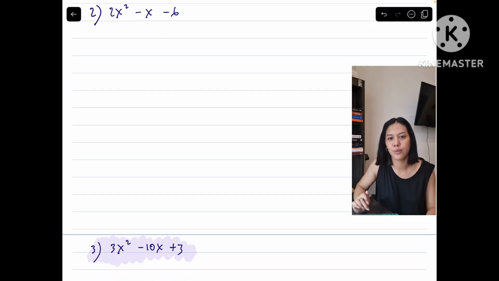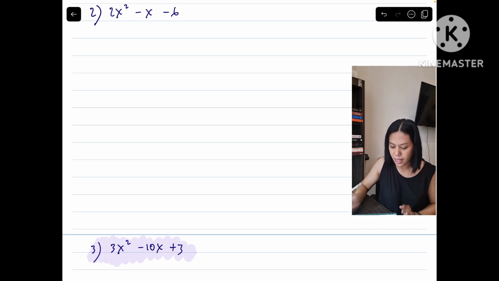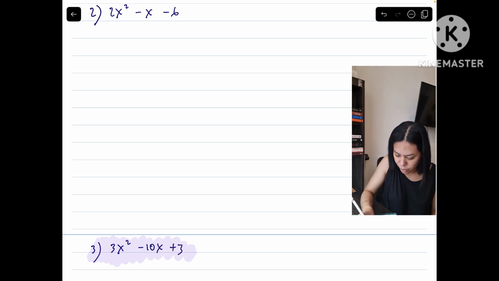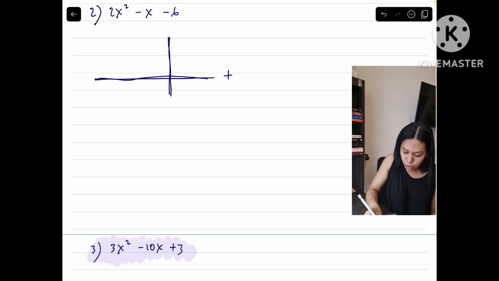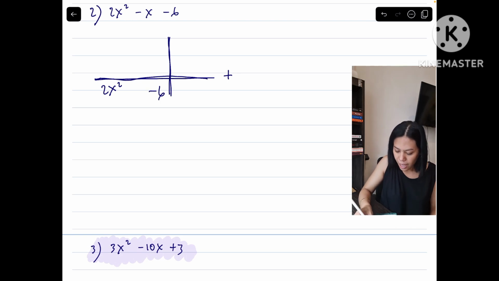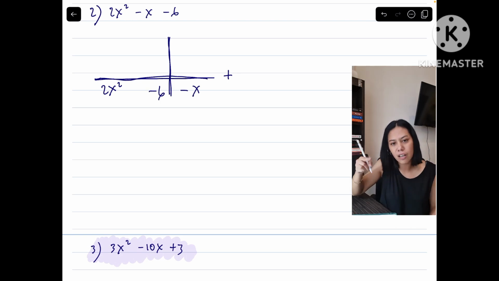Okay, number 2. So we have 2x squared minus x minus 6. So I'm going to do this. It's not very neat, but that's fine. And I put the plus there because then you have to add. I'm going to put 2x squared there, negative 6 in the middle, and negative x. Negative x is negative 1x.